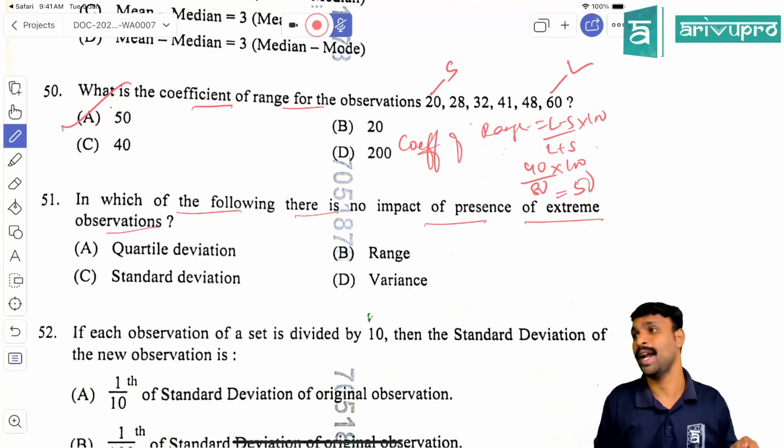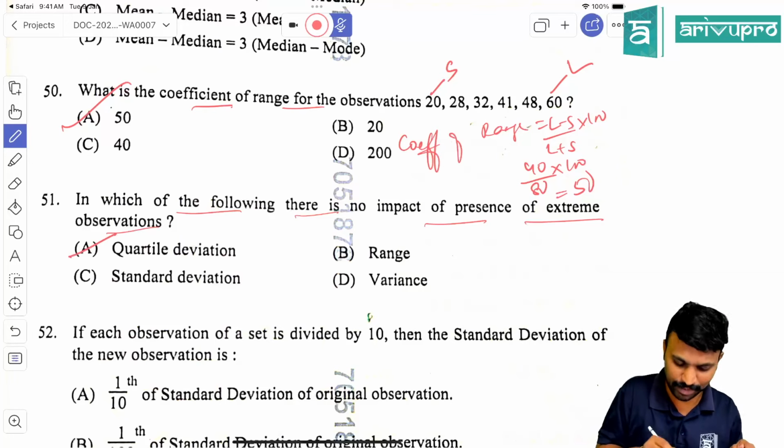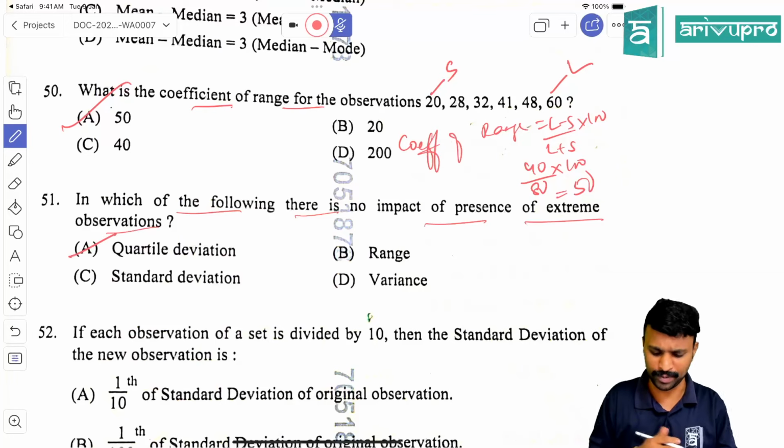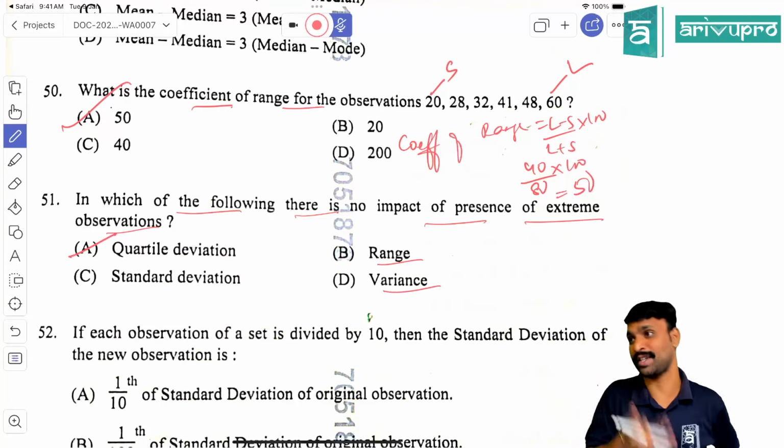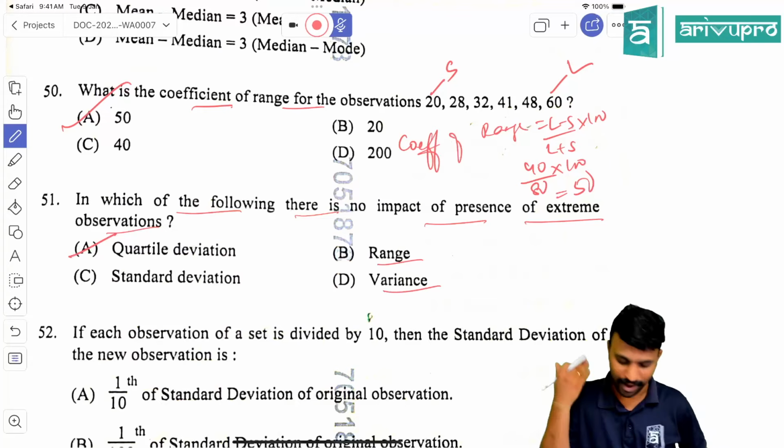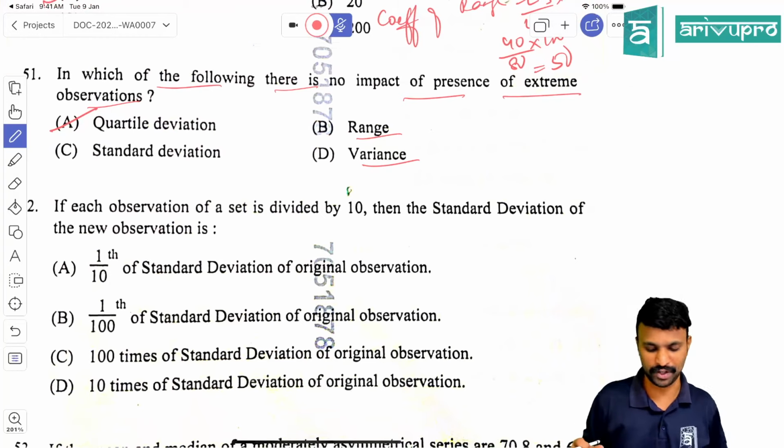In which of the following is there no impact of the presence of extreme observations? Definitely, guys, it's quartile deviation, because standard deviation depends upon all observations. Range is nothing but the difference between the extreme values only. Variance, if standard deviation depends upon all observations, variance also depends upon all observations.